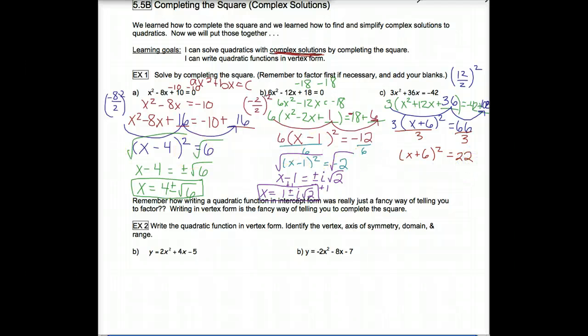So now I can take the square root on both sides. Square root, x plus 6 equals plus or minus radical 22. Radical 22 does not break down. It's 11 times 2, but that's the end. There's no pairs, nothing to bring out. So now I just subtract the 6. So negative 6 plus or minus radical 22 is your answer.